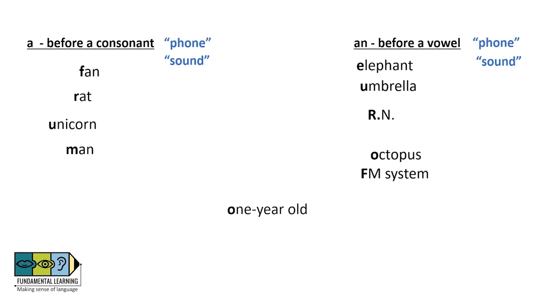Well, that's a letter O, but when I say one, the first thing coming out of my mouth is a w. We tend to think of the letter W in that position. One. So that is a consonant phone or consonant sound. So I would say a one-year-old rather than an one-year-old.